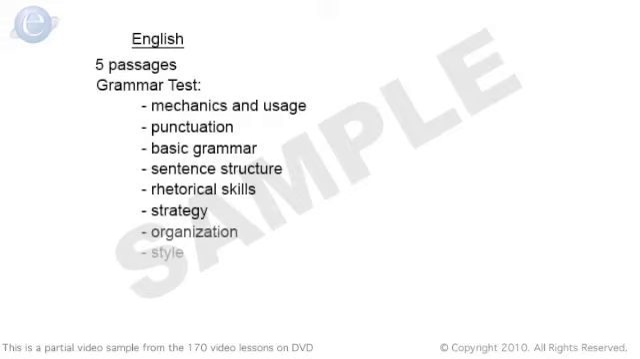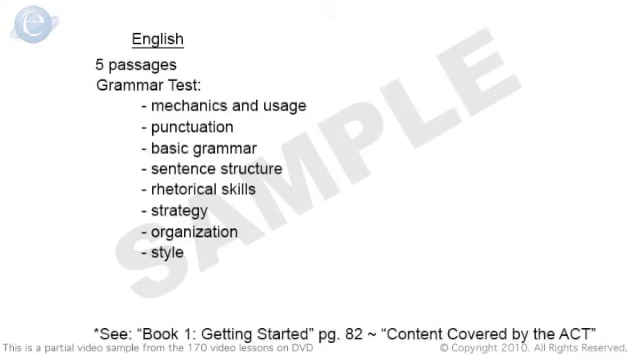English. The English will give you 5 passages, and what they're testing is your grammar. They're going to test mechanics and usage, punctuation, basic grammar, sentence structure, rhetorical skills, strategy, organization, and style. If you look in your materials, you'll see percentages for each one of those, so you can tell which one is more heavily tested and which things are less heavily tested. But you'll have 5 passages.